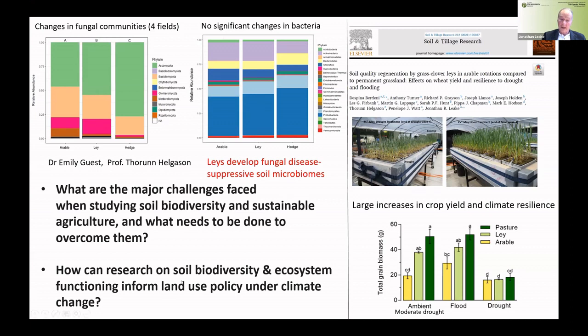And how can this research lead to land use policy under climate change? Well, I think the sorts of research we're doing clearly indicates that if you change your management into practices that are beneficial for key groups of organisms, rebuild soil structure, rebuild soil carbon, and rebuild disease suppressive soils, you end up with better yields, you end up with better water holding capacity, you end up with better soil functionality. And so I think this does directly feed into policies.